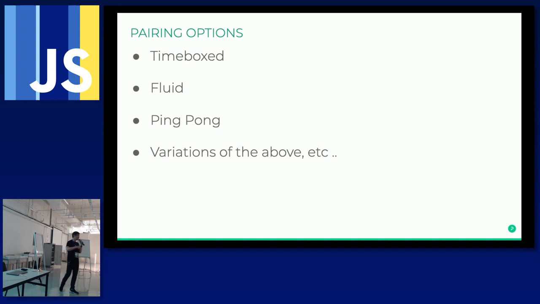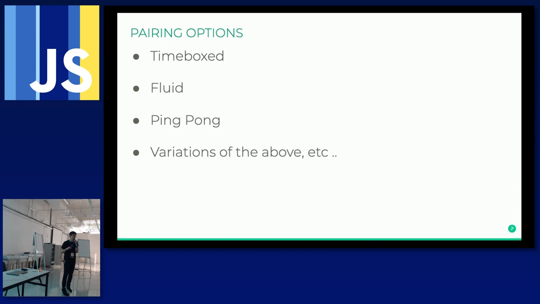Now, when it comes to two persons sitting together, when you look at a person that you've just decided to pair with, how do you do the pairing? Early on, I was just talking about attitudes and behaviors. Now the mechanics, there are generally three options. I know there are variations, but I'll just highlight three.